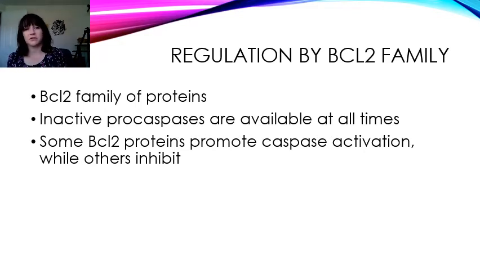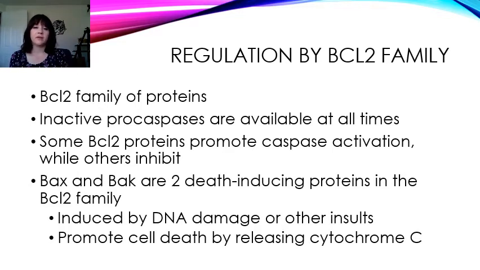And so within this BCL2 family, there's a variety of proteins. Some of them act as inhibitors, so whenever they're present, they are keeping the cell from undergoing apoptosis. And others, when they are present, will promote apoptosis. Two examples of proteins in this family that induce apoptosis are called BAX and BAK. If there is a lot of DNA damage and the cell needs to undergo cell death, these proteins are ones that can get induced. And the way this works is that they release a molecule called cytochrome C.